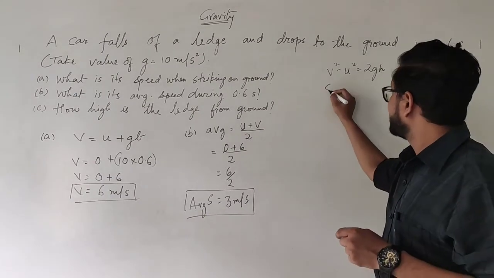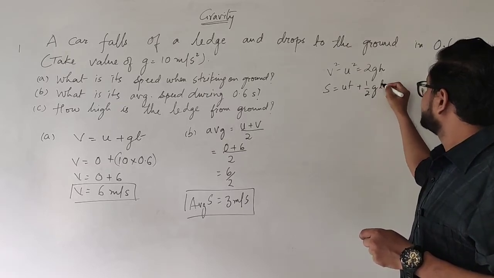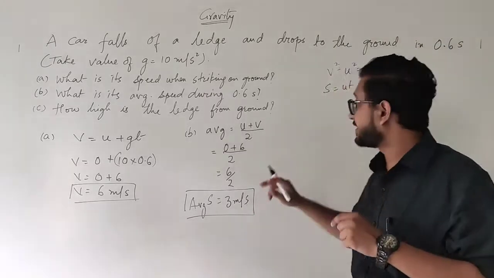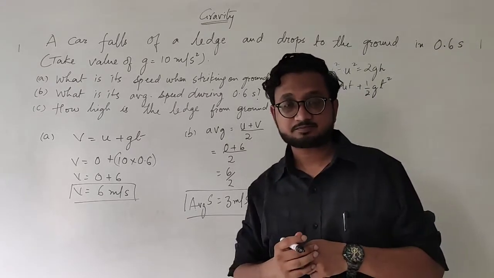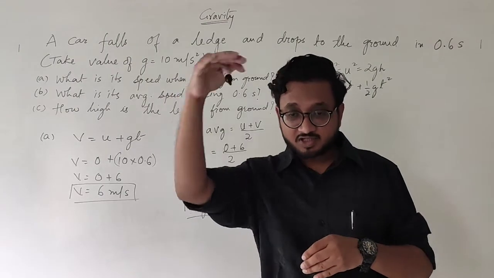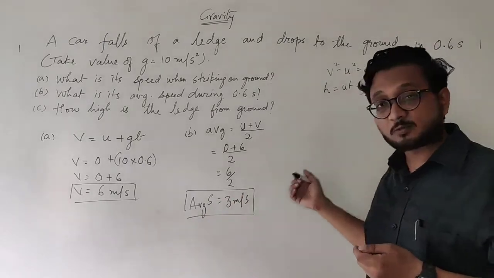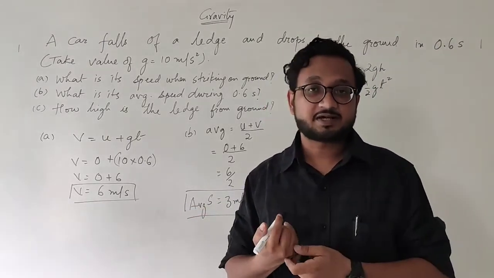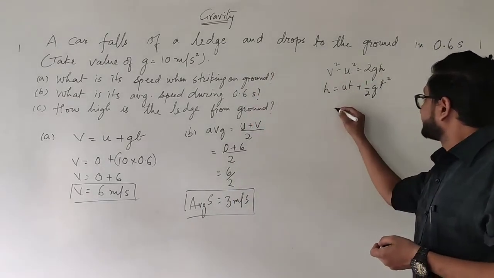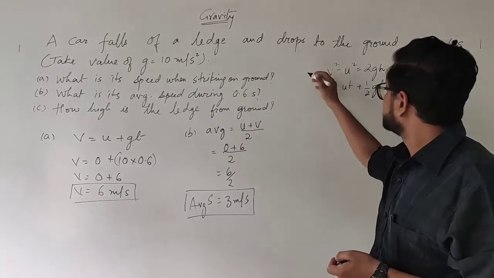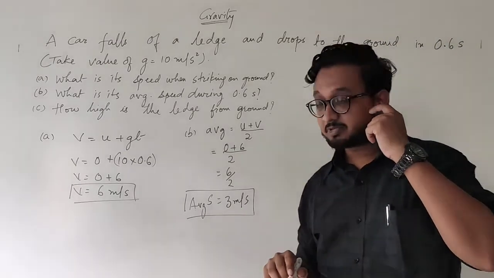And the next one is s is equal to ut plus half gt square. Once again, in this we have distance. This distance can be taken as height, because whatever distance it is traveling, that is the height of the ledge. Simple. So whenever the object is free falling, the distance is taken as height and acceleration is taken as g. So finding the height, we can use either of the two. We will not use this one. We will use this one. It will make things much simpler.